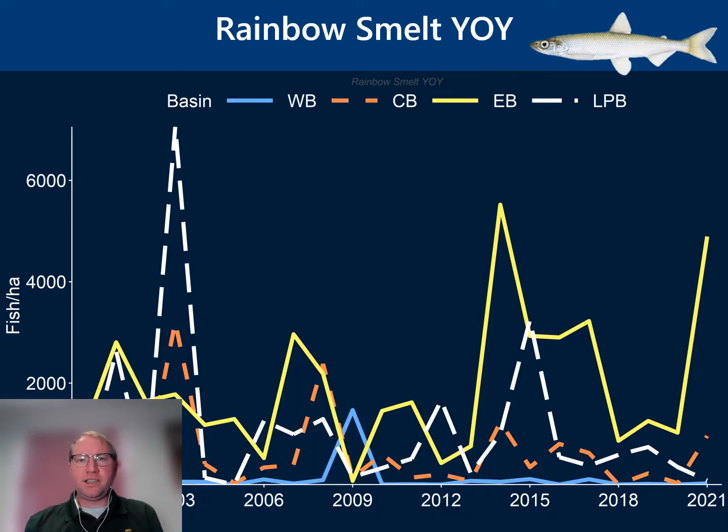Moving on to species-specific trawl results. Here we have rainbow smelt young of year, so rainbow smelt that were born in 2021. This big peak in yellow is one of New York's largest catches of rainbow smelt yoy. We also had a strong catch of yoy in the Central Basin, but the Long Point Bay index was pretty low.